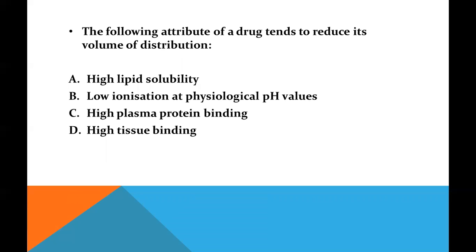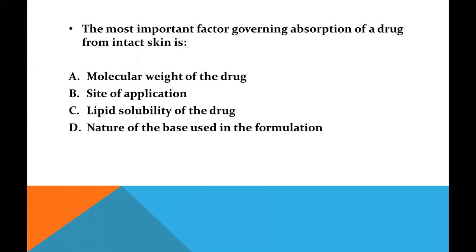The following attribute of a drug tends to reduce its volume of distribution. So the options are high lipid solubility, low ionization at physiologic pH value, high plasma protein binding, high tissue binding. So the correct answer is option C, high plasma protein binding. Now moving to the next question.